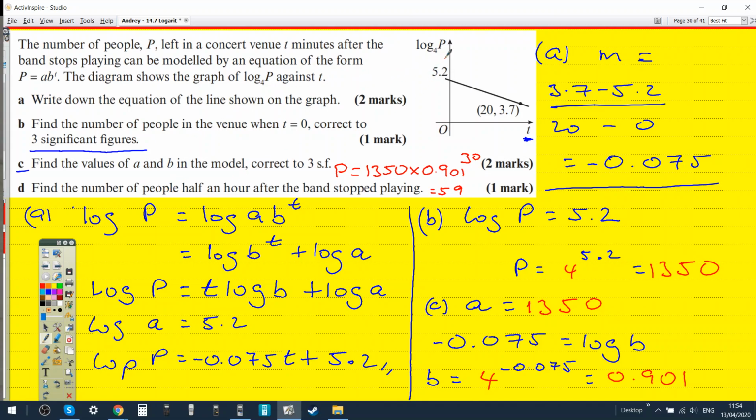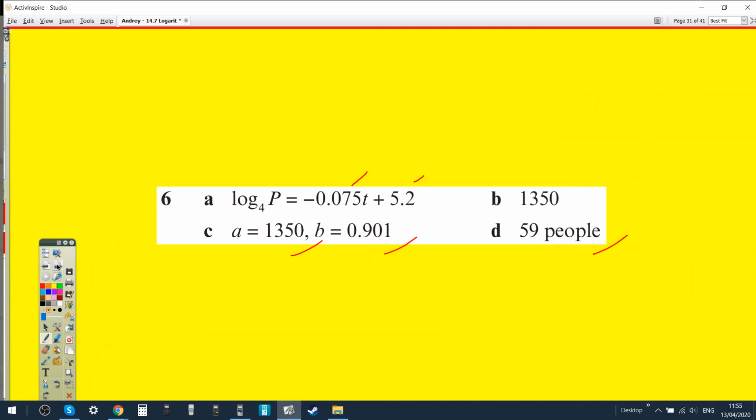Equation shown on the graph. So that's the C. You do the gradient. That's okay. Use those to get A and B. So you did all of that. 3 sig fig. More people half an hour. Yeah. So the half an hour thing, you just need the unit is important. So T minutes, and that's why it was 30. That's the only thing I was thinking of.